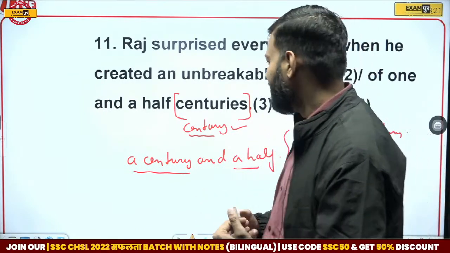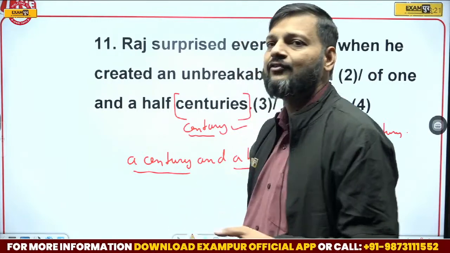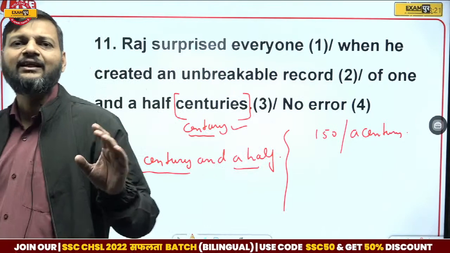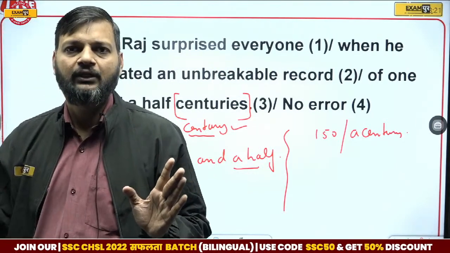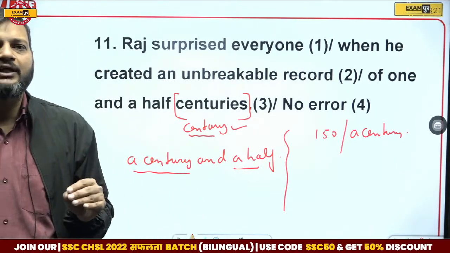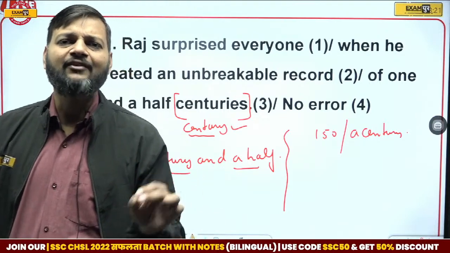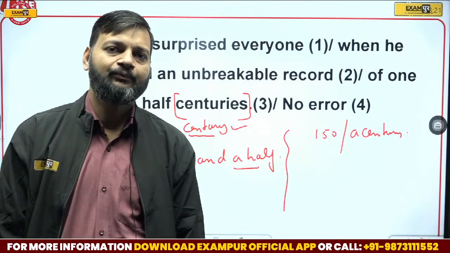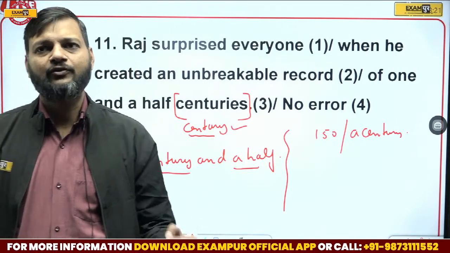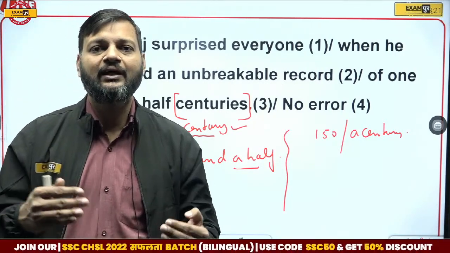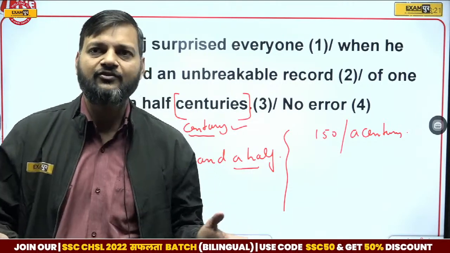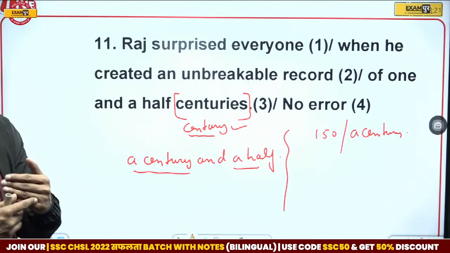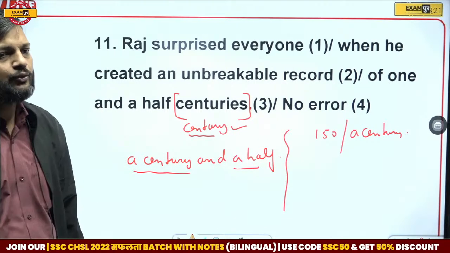So the exact structure of this sentence should be a century and a half, because there is nothing like 1.5 century. Even if a batsman has scored 199 runs, it is just one century. So you cannot say 1.5 century or 1/4 century. There is nothing like that. So a century and a half should be the exact thing that you should use.